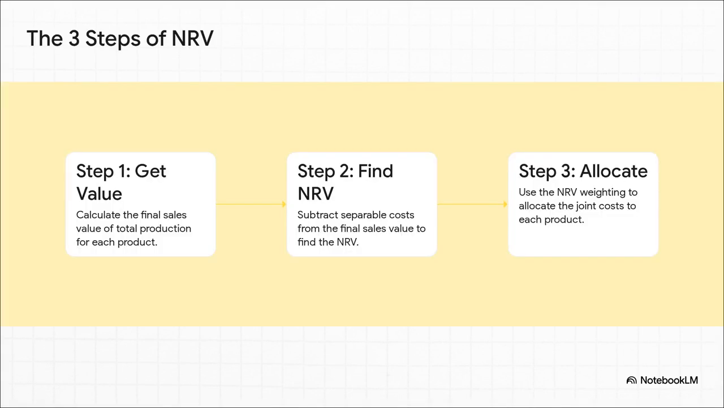So let's break it down into 3 simple moves. First, we figure out the total final sales value for every product. Second, we subtract those extra processing costs to get our NRV. And finally, we use those NRV numbers to create a simple percentage, a weighting, to divide up the original joint costs. It's a really logical, step-by-step process.